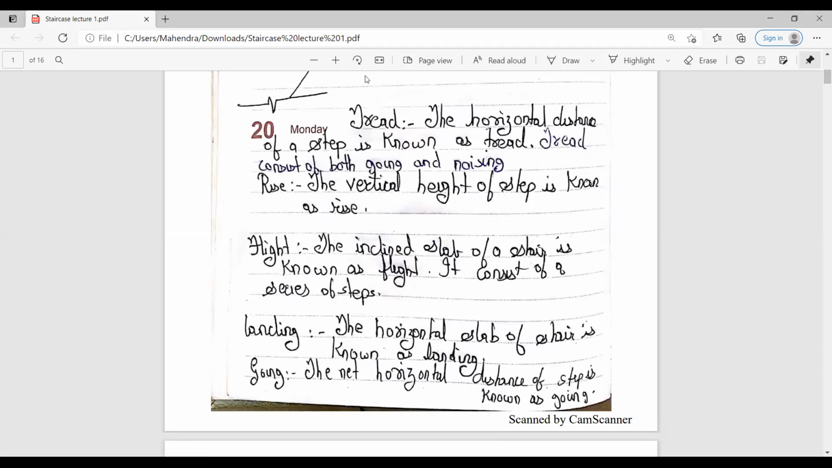Whatever flight there is, both tread as well as rise will be included in your flight, and the horizontal slab of the stair is known as the landing. And going is nothing but the net horizontal distance of the step. And nosing is nothing but the outer projecting part of the tread. Whatever outer projecting part there is of the tread, that is known as nosing. So if you want to note down all these parameters, you can note them down.